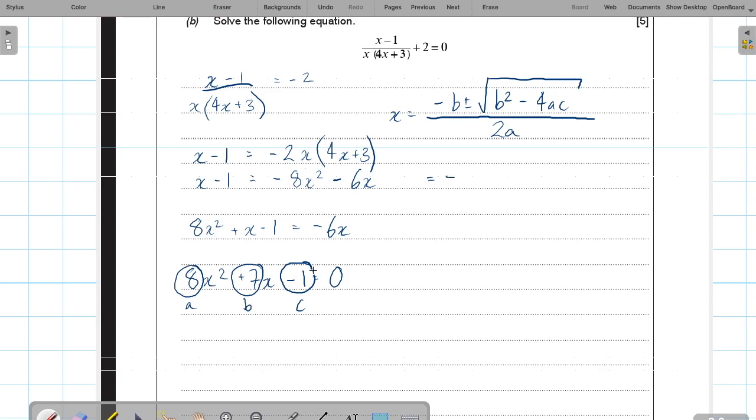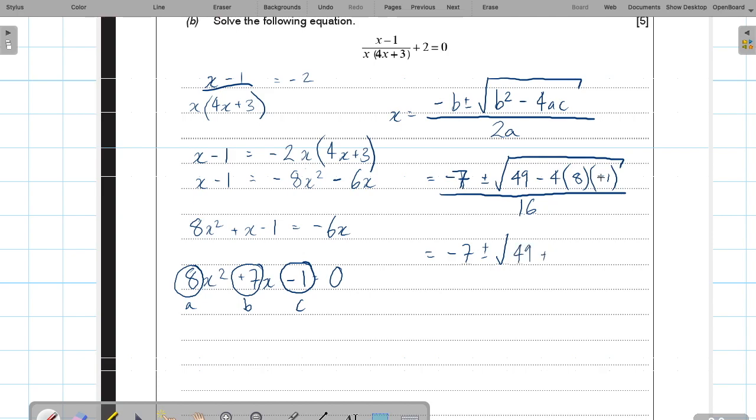So minus b is minus 7 plus or minus the square root of b squared, so 7 squared is 49, minus 4 times a, which is plus 8, times c, which is minus 1, all over 2a. A is 8, so 2 times 8 is 16. I'm going to sort this part out now, which is called the discriminant. So we can change that to a plus straight away because there's a minus 1 there.